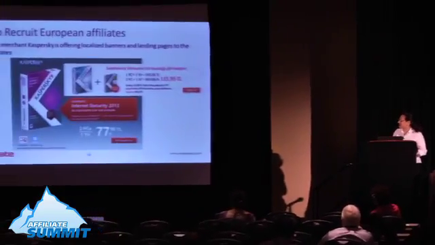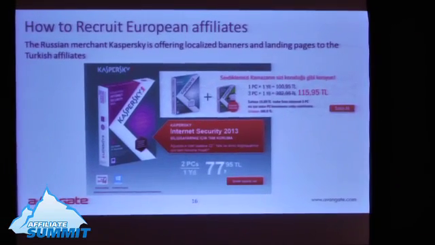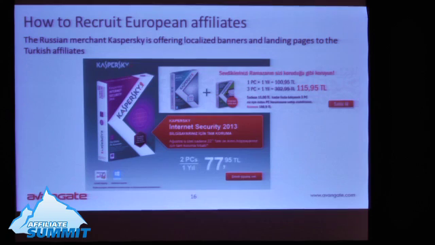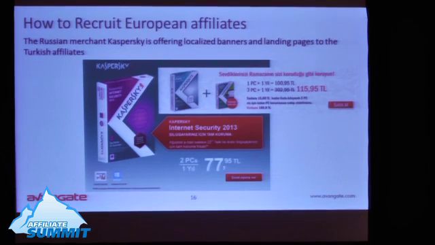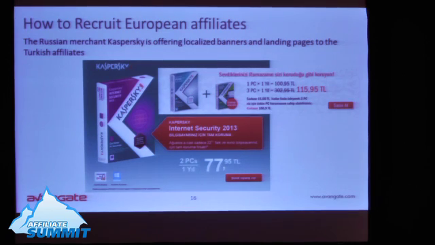This is an exotic example. Russian merchant Kaspersky is recruiting affiliates and working through affiliates in Turkey. They set up a landing page in Turkish and display campaign banners in Turkish, and you can see the products are displayed in Turkish liras. The rest of the message, I don't understand it, but the price is certainly localized in the local currency.